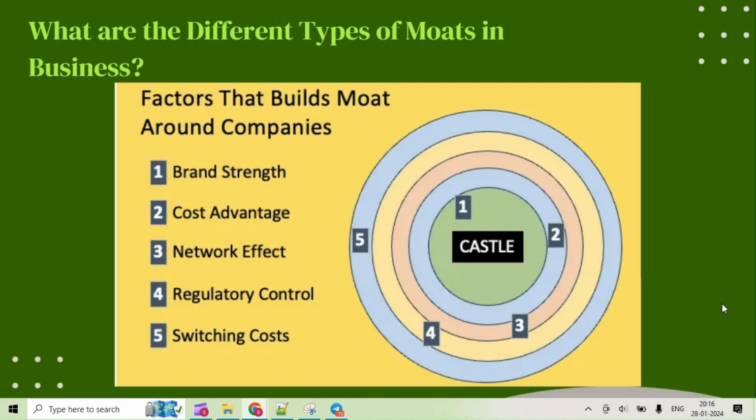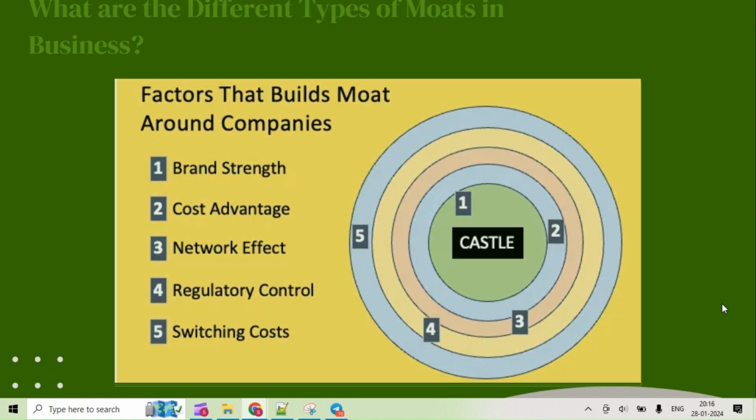So next we will see what are the different types of moats in business. These are all the five factors that build a moat around companies, right? The first one is brand strength. The next are cost advantage, network effect, regulatory control, and switching costs. So first we will see the brand strength.